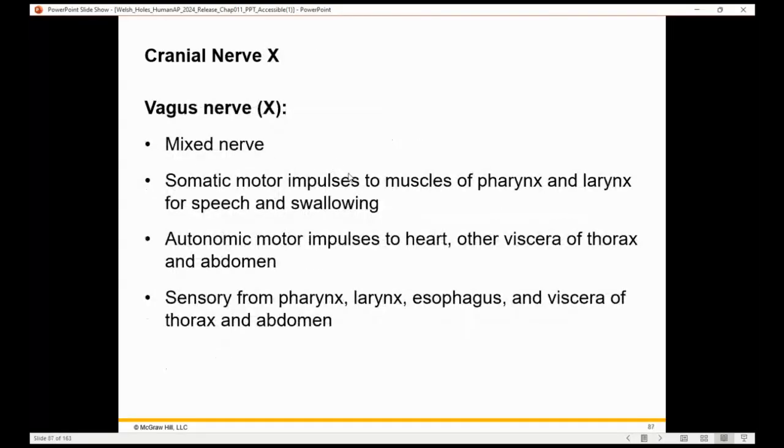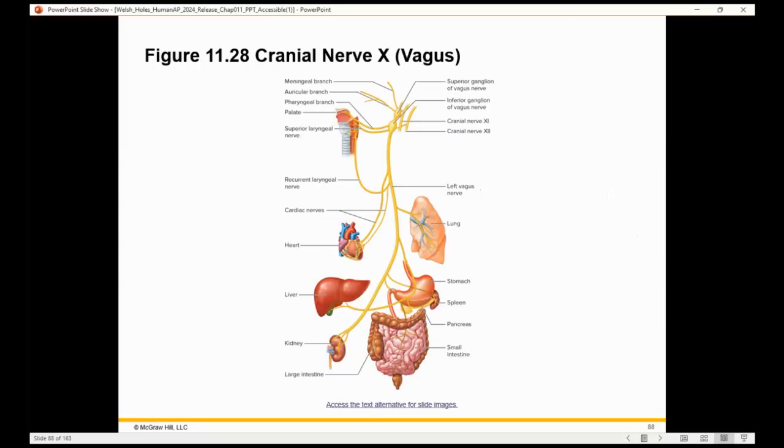Vagus nerve, number 10. This is a mixed nerve. Somatic motor impulses go to the muscles of the pharynx and larynx for speech and swallowing. The autonomic motor impulses go to the heart and other viscera of the thorax and abdomen. The sensory fibers go from the pharynx, larynx, esophagus, and viscera of the thorax and abdomen. This figure shows you cranial nerve number 10, the vagus.